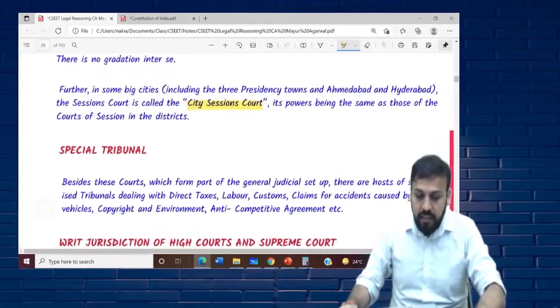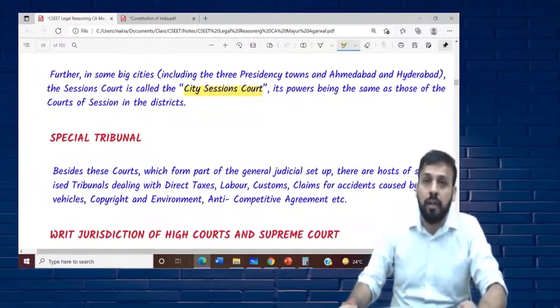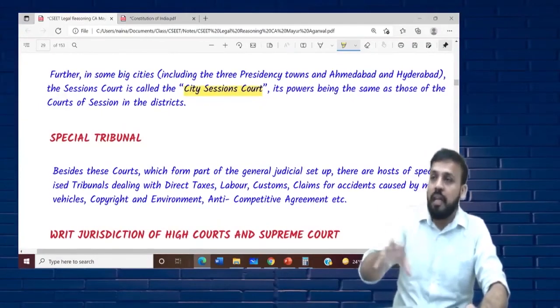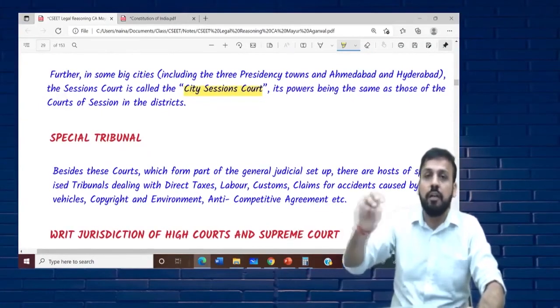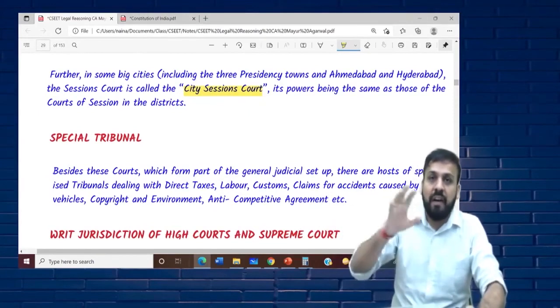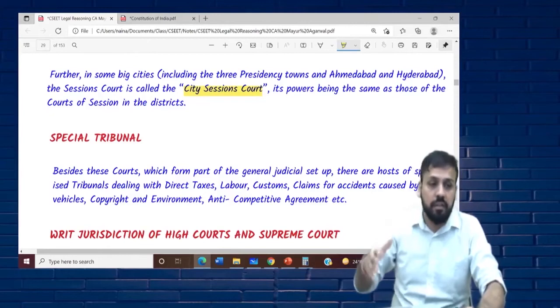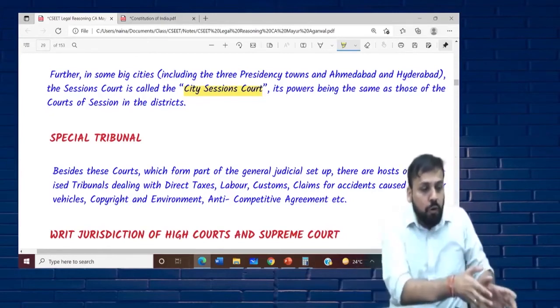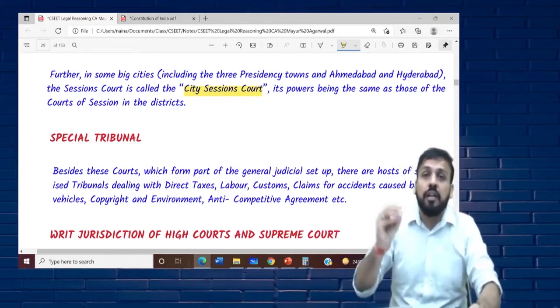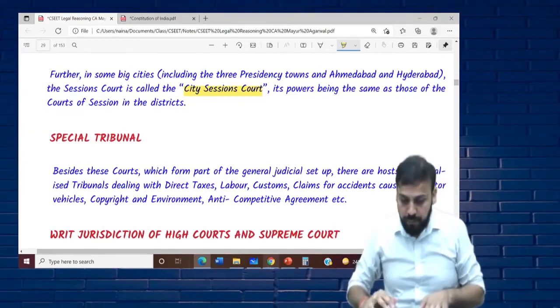Nowadays, there are special courts, special tribunals. Like for company law, there is a tribunal called the National Company Law Tribunal. For environmental law, we cannot delay decisions. We need to take faster decisions. We have created a separate court called the National Green Tribunal. I'll just show you how.